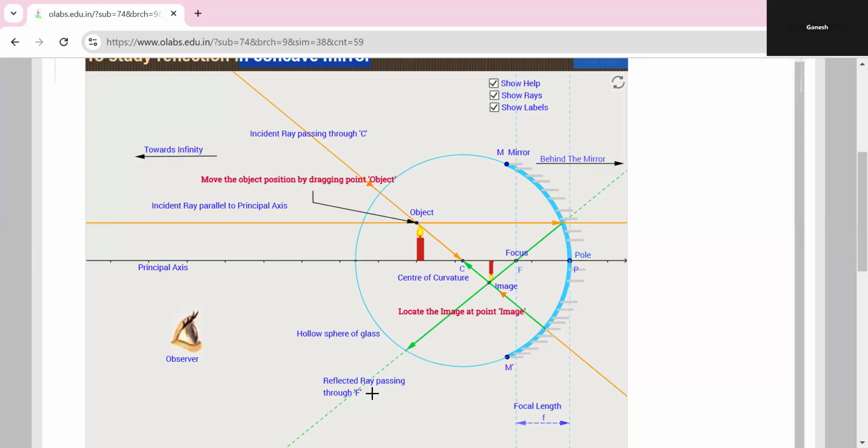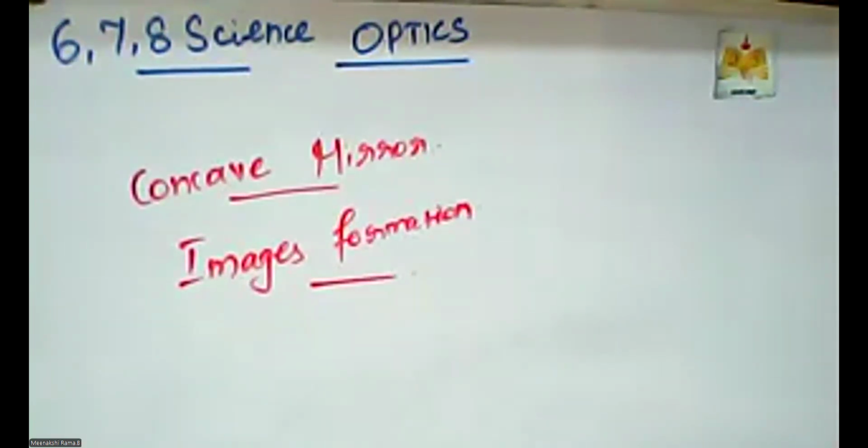This is a reflected ray passing through this area, and the incident ray passes here. This is the incident ray and this is the reflected ray. The incident ray is parallel to the principal axis, so it is directed towards infinity. So this gives a clear idea about how images are formed in a concave mirror.